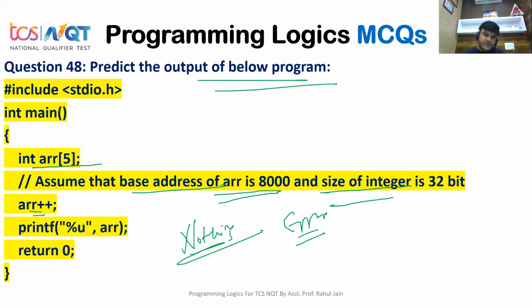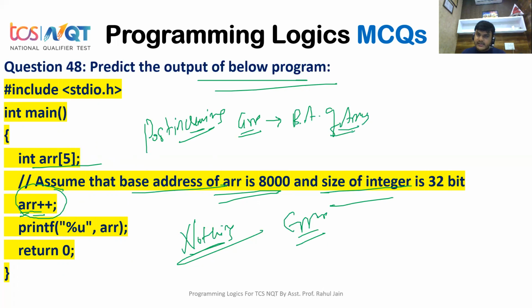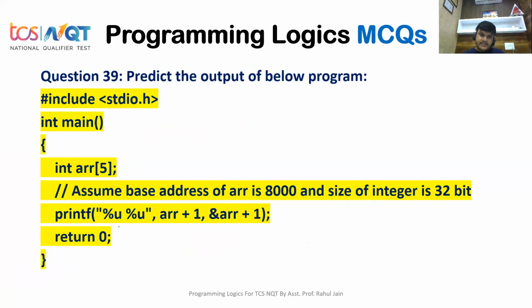Because if you observe here, what we are doing is post-incrementing the value of a constant. Why? Because array ARR, what will it consist of? It will consist of the base address of the array, isn't it? This is nothing but a constant value, and we are trying to increment a constant value, which is not possible. Hence we can say that it will generate an error. Okay, so question 48 will generate an error, and this is our question number 49.